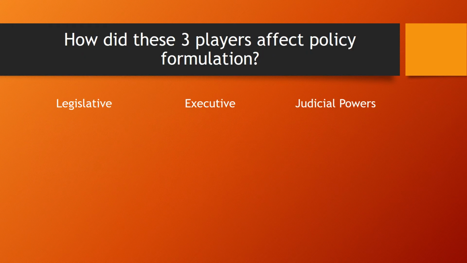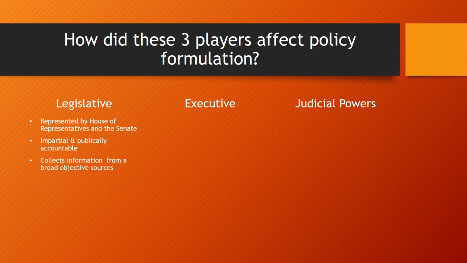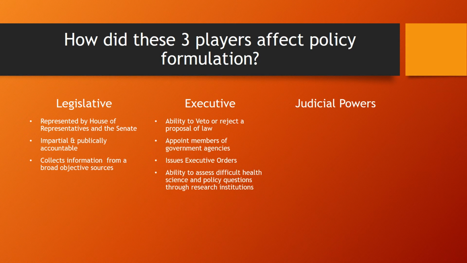How did these three players affect policy formulation? The legislative, represented by the House of Representatives and the Senate, impartial and publicly accountable, collects information from broad objective sources. The executive has the ability to veto or reject a proposal of the law, appoints members of government agencies, issues executive orders, and has the ability to access difficult health, science, and policy questions through research institutions.